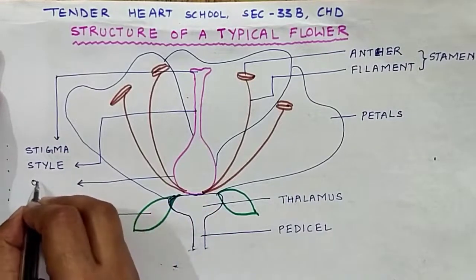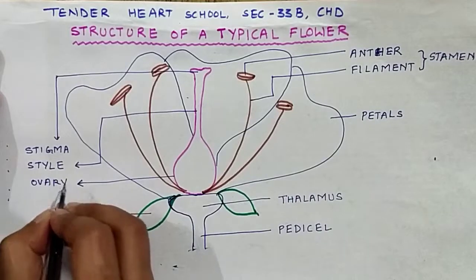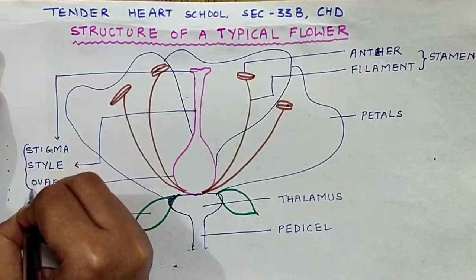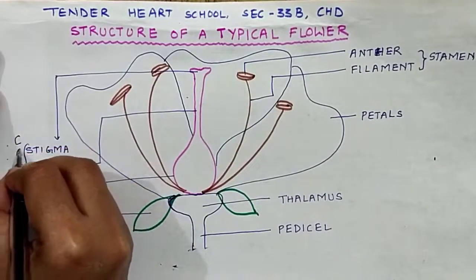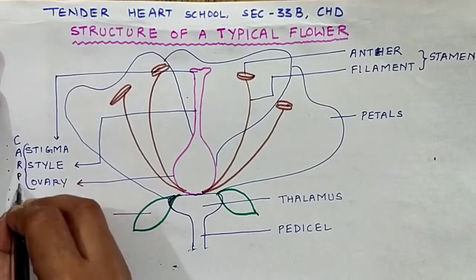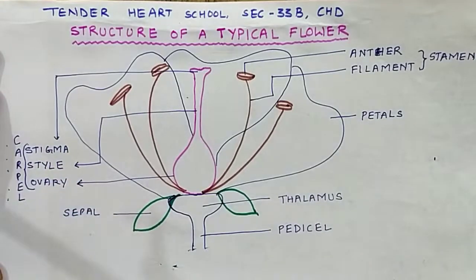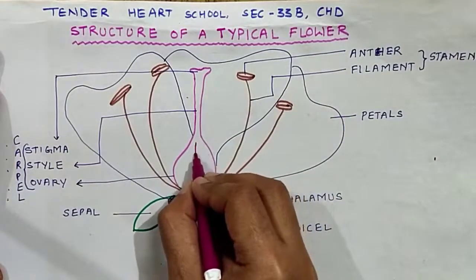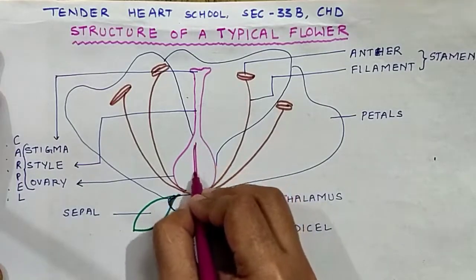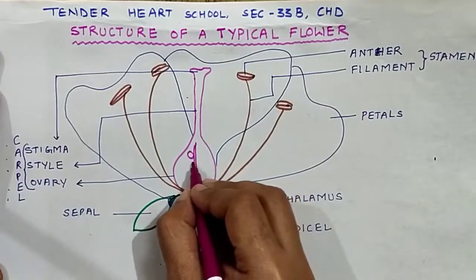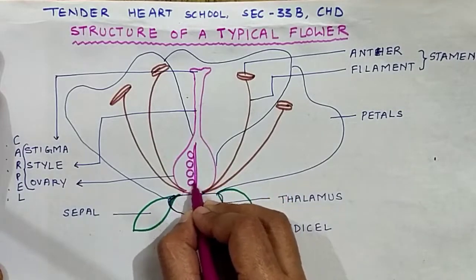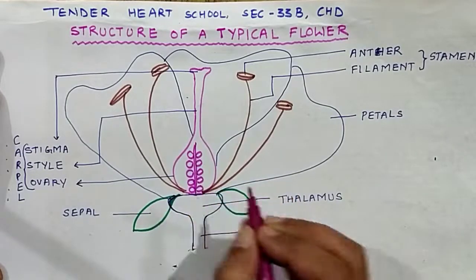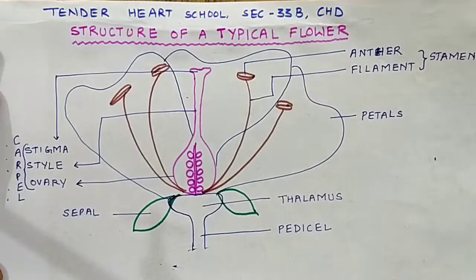So this is the ovary, right? These three parts taken together are forming the carpel. Right? Also, in the center of the ovary, we have the female gametes or the reproductive cells, which are called the ovules. So this way you can show the ovules also inside the ovary. So let us label the ovules.